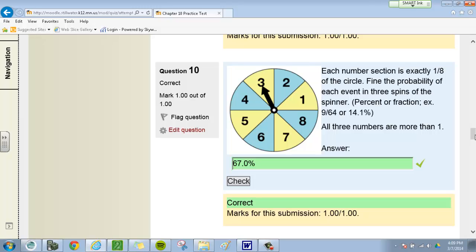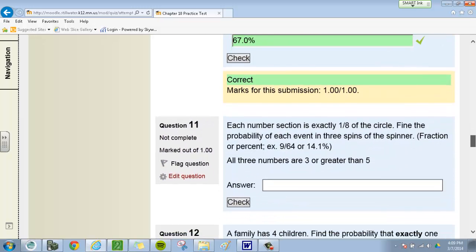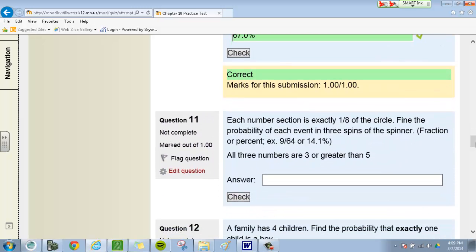Okay, so 3 would be this one, right? That's 3. Greater than 5 would be 6, 7, 8. Okay, and we're spinning this 3 times. Well, 1, 2, 3, 4. 4 sections are shaded, so 4 out of 8 sections are shaded. So with that in mind, 4 out of 8 is the same as 1/2, right? So we have 4 over 8, which is equal to 1/2.